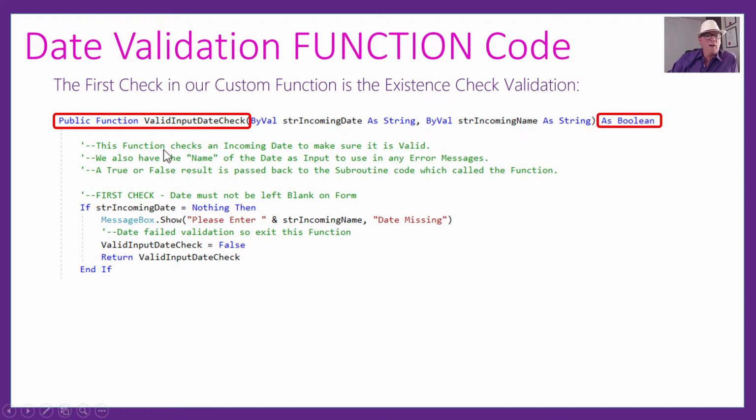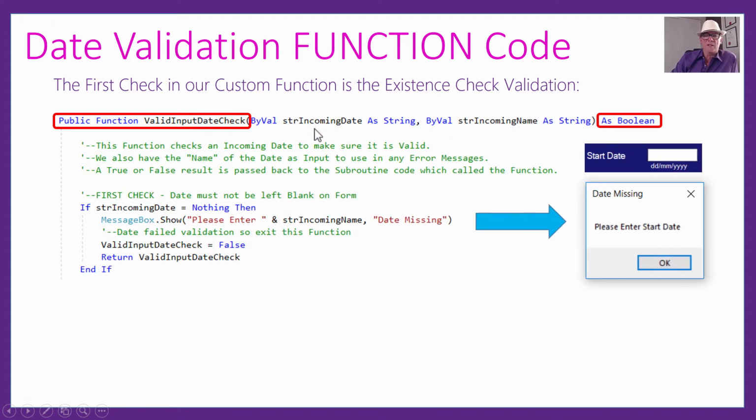Okay, so the first check we're doing is on the string incoming date. That's our date that's coming in. If that's blank like this, we want to get an error message produced.